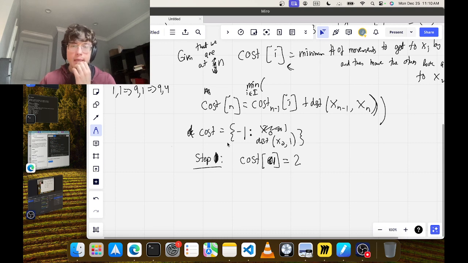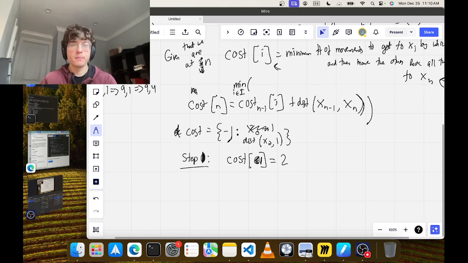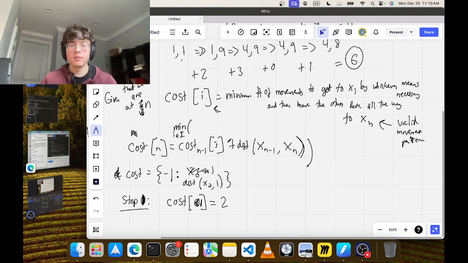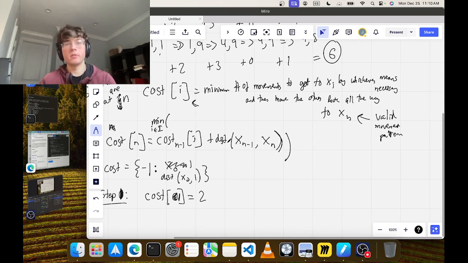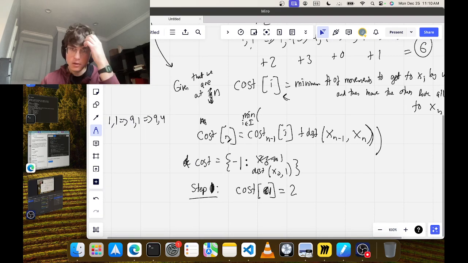We're going to look at, wow, this is kind of complicated to explain. Let's reread the definition again. Minimum number of movements to get to xi by whichever means necessary, and then move the other lock all the way to xn. Because we're going to look through all the different possibilities.